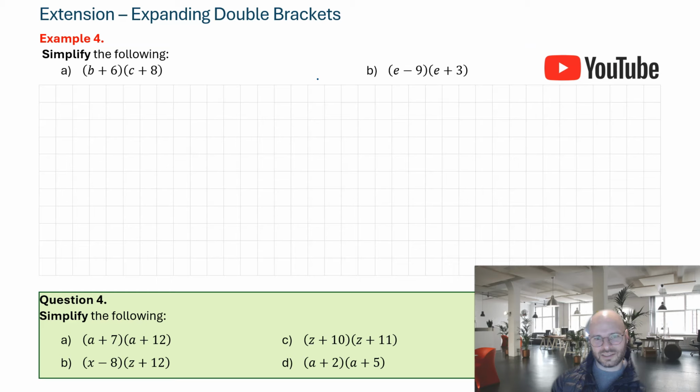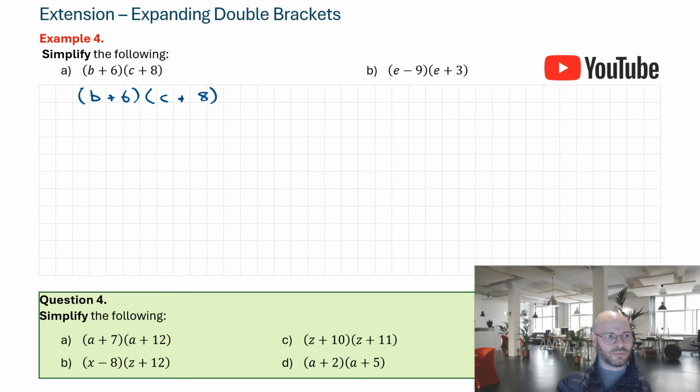Extension. Expanding double brackets. What we want to do is simplify expressions where there are two brackets and each bracket contains an expression that has multiple terms. So for example here it's b plus 6 and then c plus 8. Now this can be done using the same method above but in a slightly more long-winded manner.